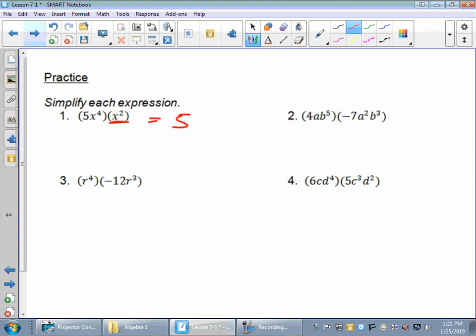And then I can use my exponent rules. It's x to the fourth, x to the second. So I'm going to keep the base, x. I'm going to add the exponents. 4 plus 2 is 6. And that would be my answer, 5x to the 6th power.